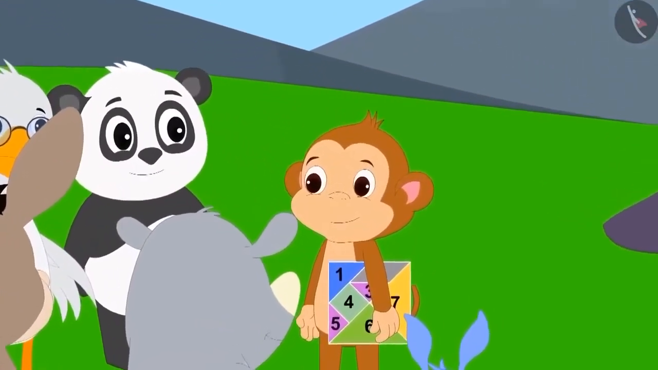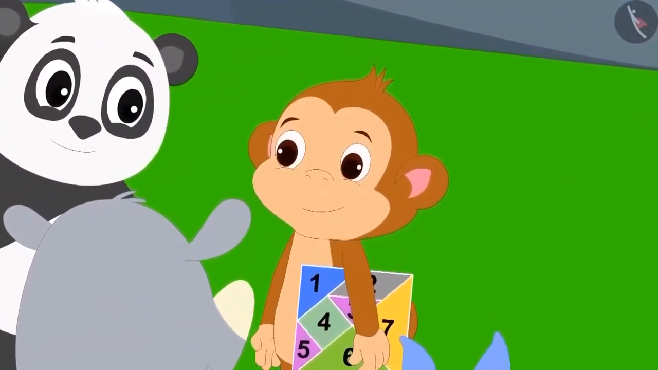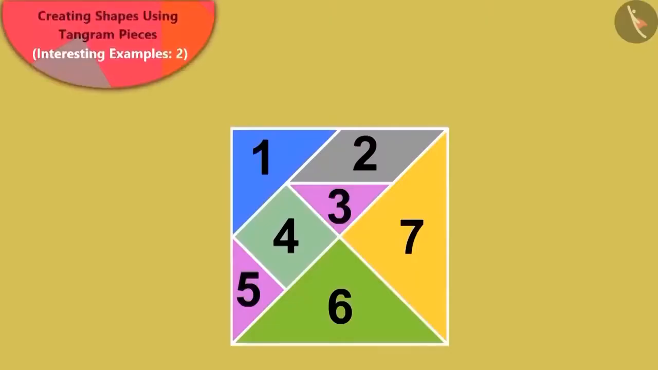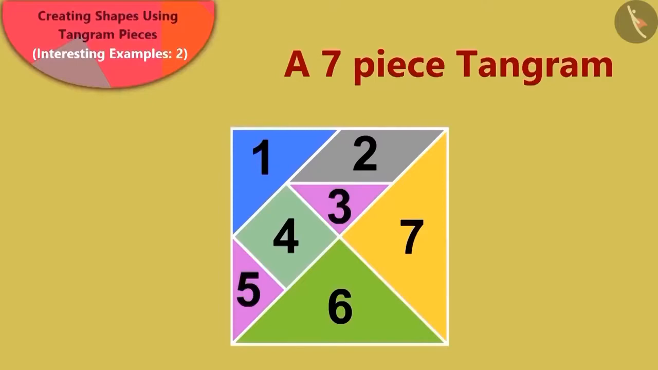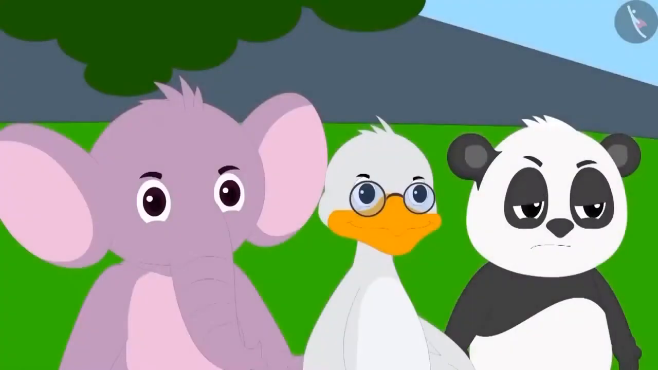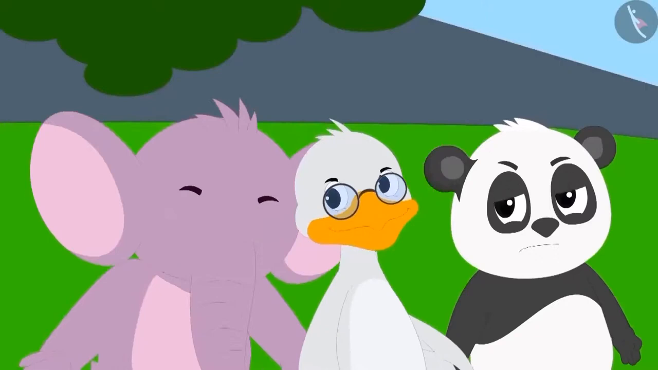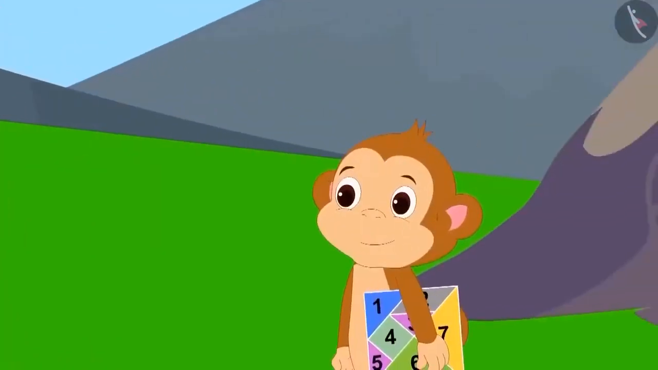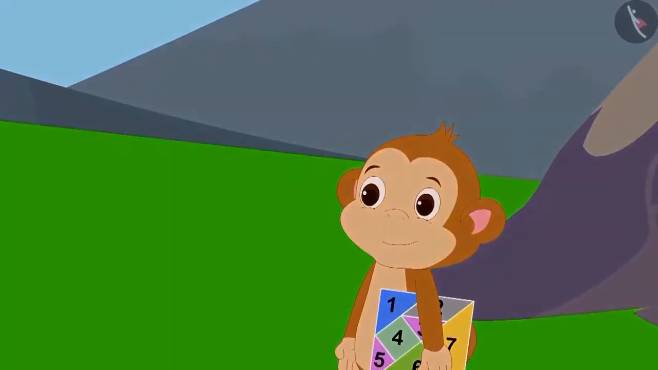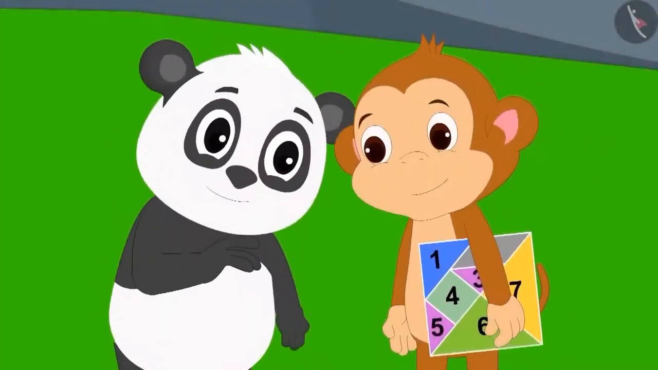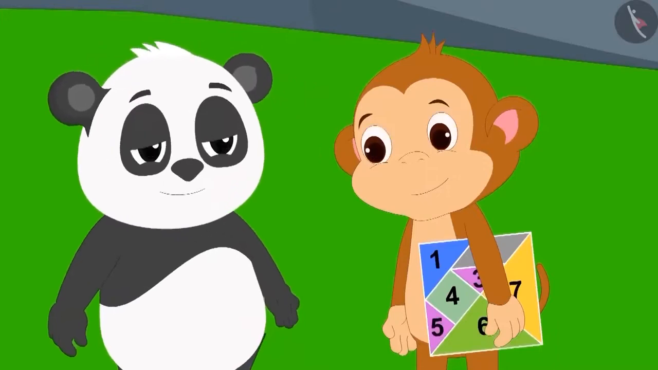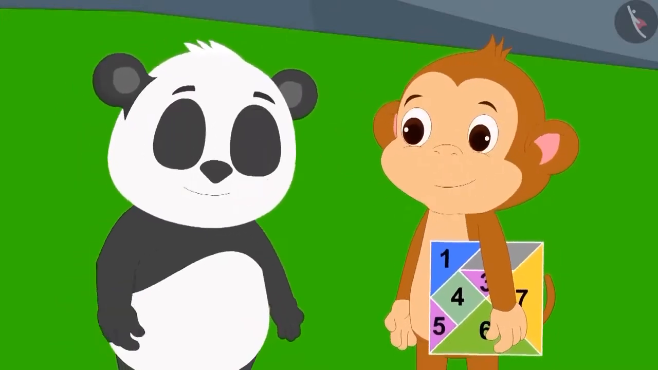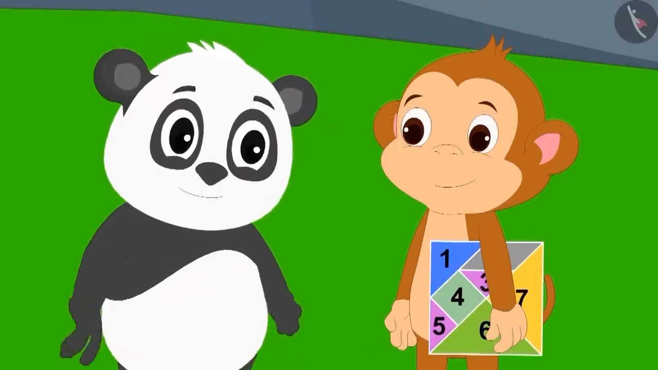Everybody crowded around Babban excitedly. Babban said that today he has brought a 7-piece Tangram along with him. People did not believe Babban so easily. They felt that Babban was up to some mischief again. Golu said, if it is really a Tangram, then can Babban make shapes with it?